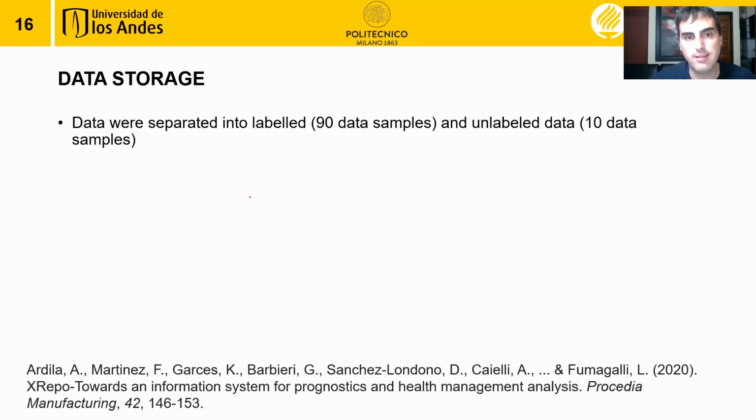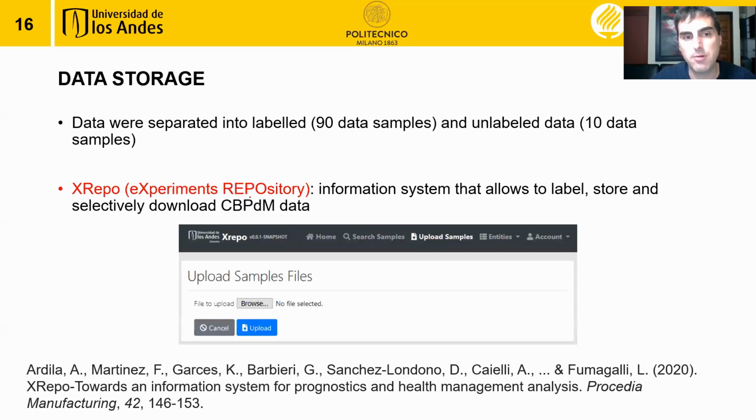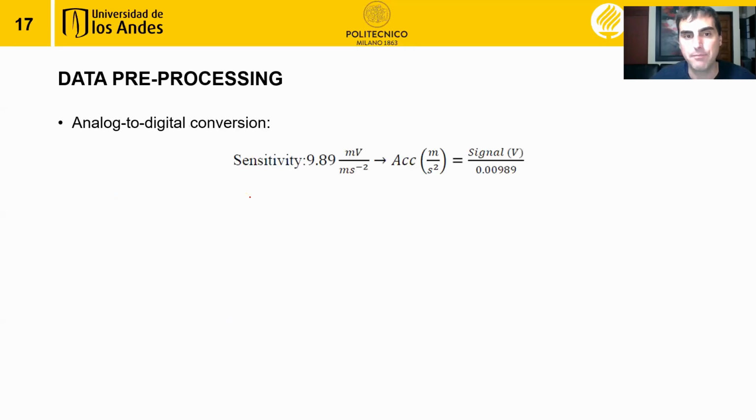Then we uploaded this data to Xrepo, which is an information system that we created to label, store, and selectively download maintenance data for predictive maintenance analysis. We divided the data into 2 sets: 90 samples, which were labeled with their unbalance condition, and 10 unlabeled. So the idea is that the student applies a machine learning algorithm to train a model for the automatic classification of the 10 unlabeled data.